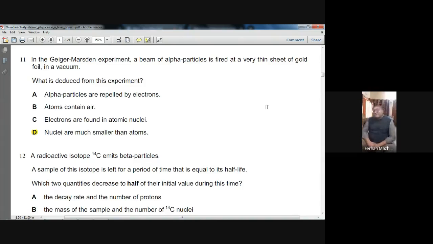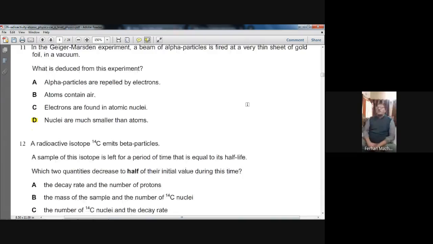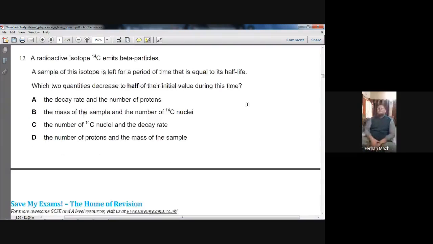Do you understand? Okay. So let's move to the next question. The next question is, a radioactive isotope carbon 14 emits beta particles. A sample of this isotope is left for a period of time that is equal to its half-life. Which two quantities decrease to half of their initial value during this time?